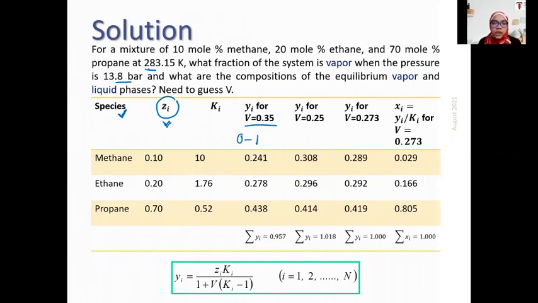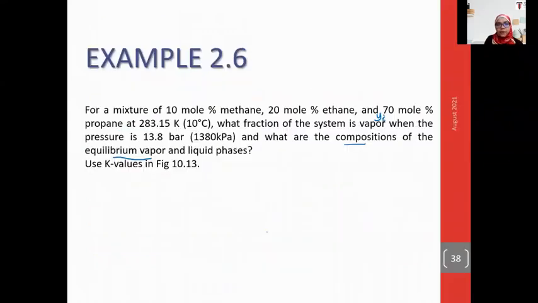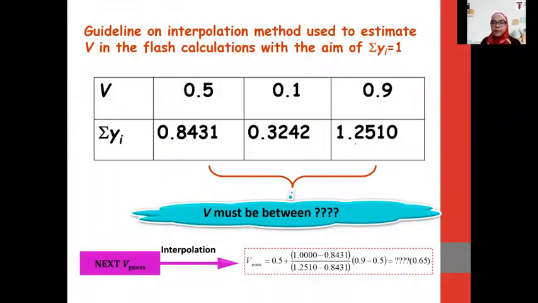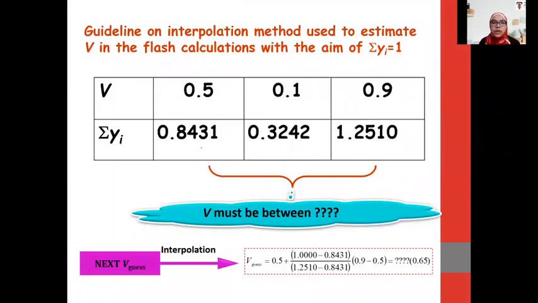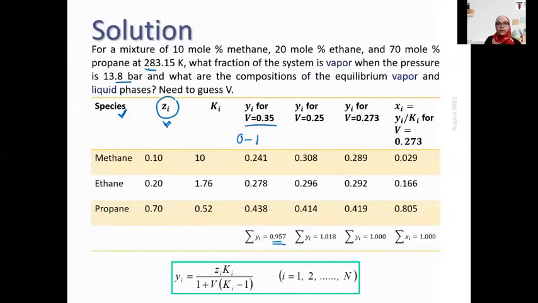So you can use this equation to obtain the yi, and then total up all the y for all the species, and then you can obtain this value, 0.957. So using this guideline, the value is 0.957. So the sum of y is not equal to 1, so you may perform the interpolation using 0.957, and then you can get the next value of V.